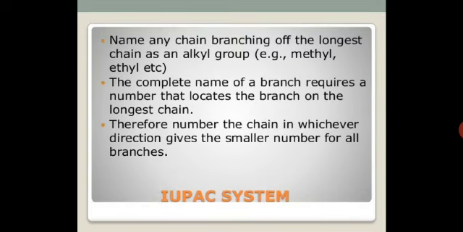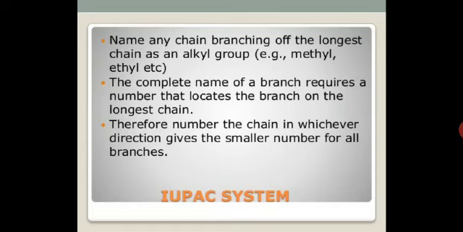The system of naming recognized the world over is the IUPAC system, that is International Union of Pure and Applied Chemists. We name any branching of the longest chain as an alkyl group. Alkyl groups are alkanes that have 1 hydrogen atom less. They don't stand on their own. They have to branch off a particular main chain.